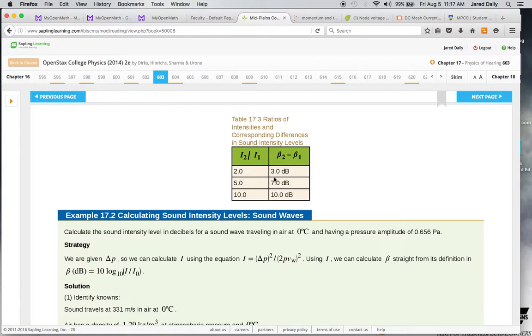And if you have 5 times as much intensity, then it increases by 7 decibels. So an airplane that is 5 times louder than your stereo, and your stereo is at 100 decibels, then the airplane going over would only be at 107 decibels, because that's 5 times louder. And then 10 decibels, of course, means that it's 10 times greater, like we said before.